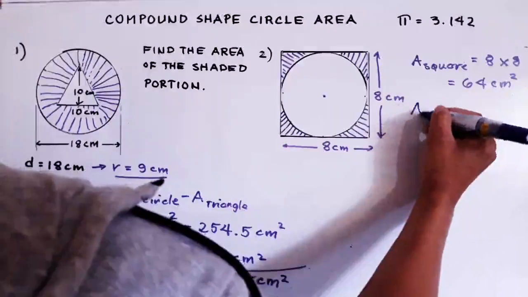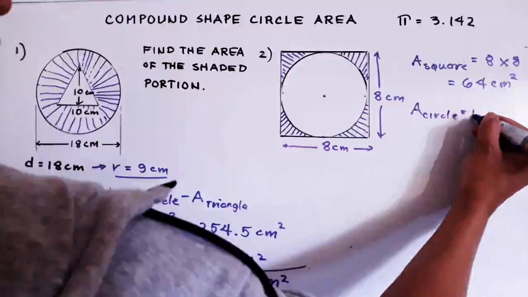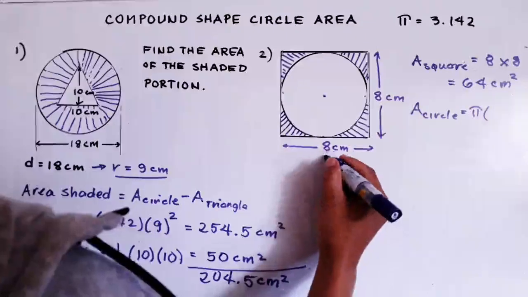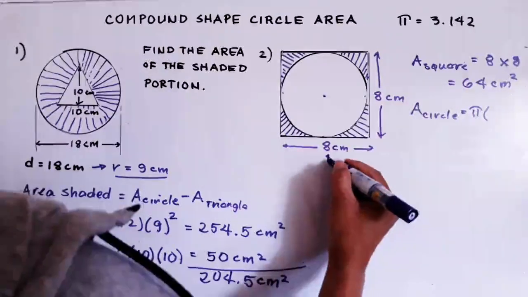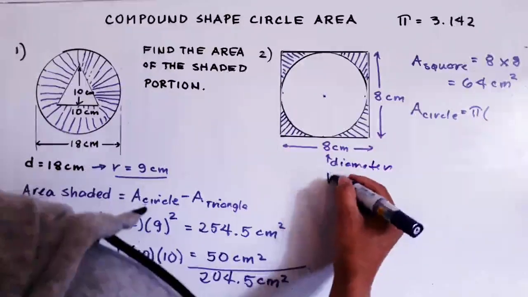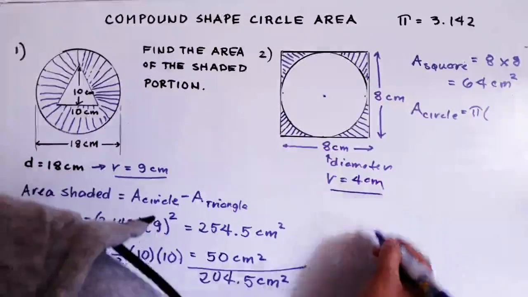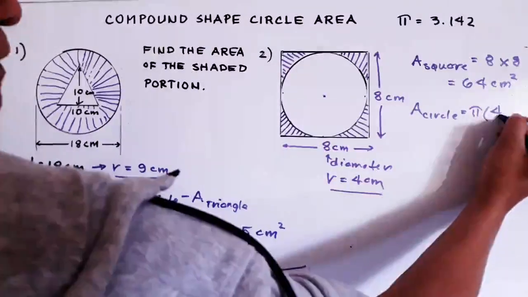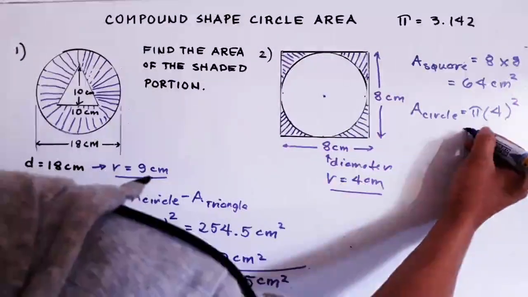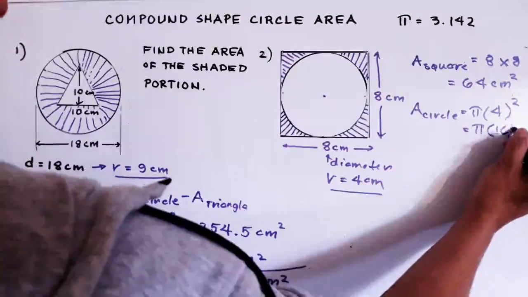Now let us find the area of the circle. So the area of our circle is equal to pi times the radius. What is the radius? It is not 8. The 8 is the diameter. And the radius is half of the diameter, which is 4 centimeter. So we write there 4 radius. Don't forget to square it. And then we have this one. It's pi 3.142 times 16.